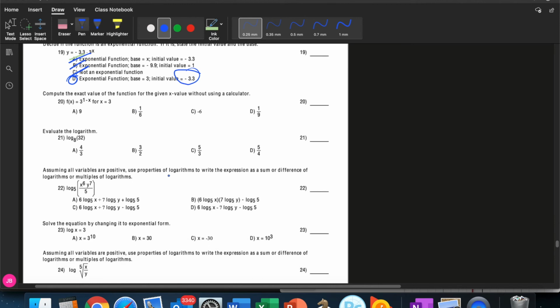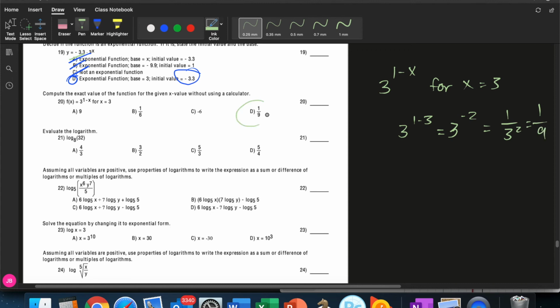This next one says to compute the exact value for the function for the given x without using a calculator. So this one is without using a calculator. We would go ahead and say, okay, so 3 to the 1 minus x for x equal to 3. So 3 to the 1 minus 3. That's equal to 3 to the negative 2. Now, a negative exponent will turn this into its reciprocal, 1 over 3 squared, which is equal to 1 over 9. And my answer would be here.